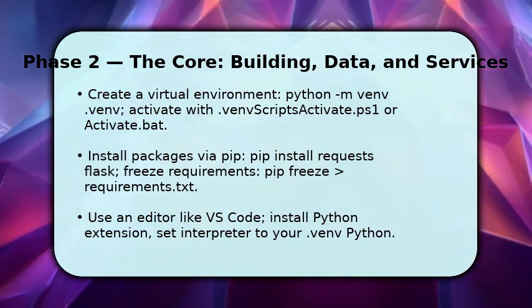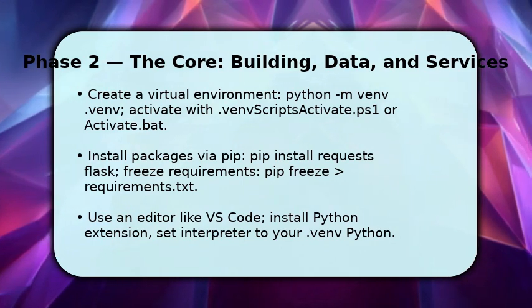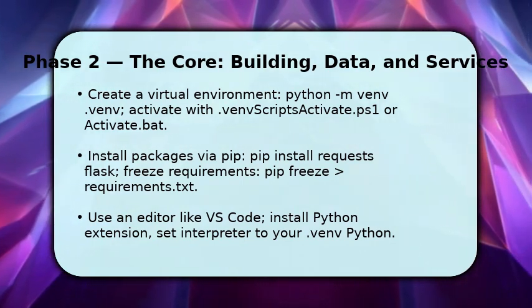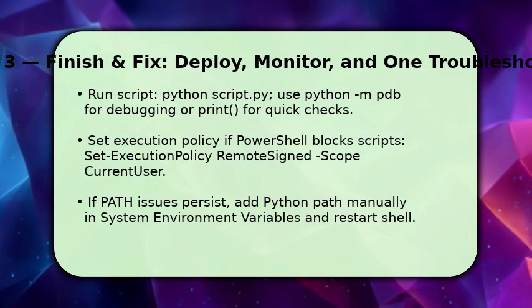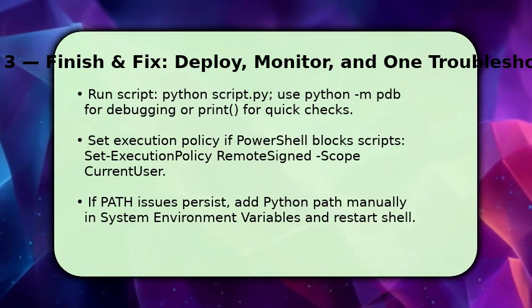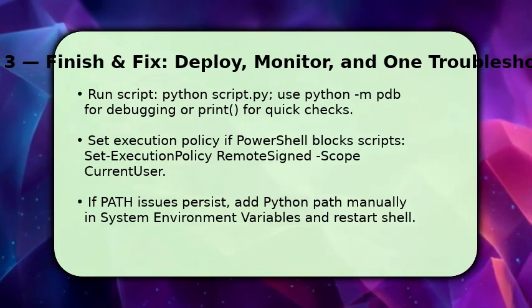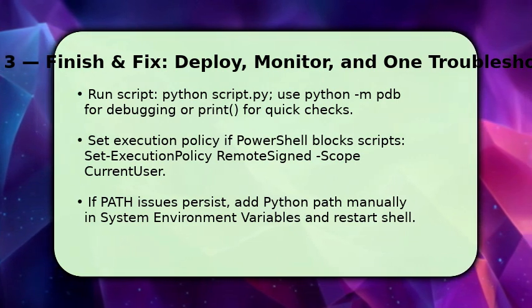Also, open VS Code, select the venv interpreter, and install the Python extension to get linting and debugging. To finish, run your program with python script.py and use python -m pdb or print statements to inspect values when needed.